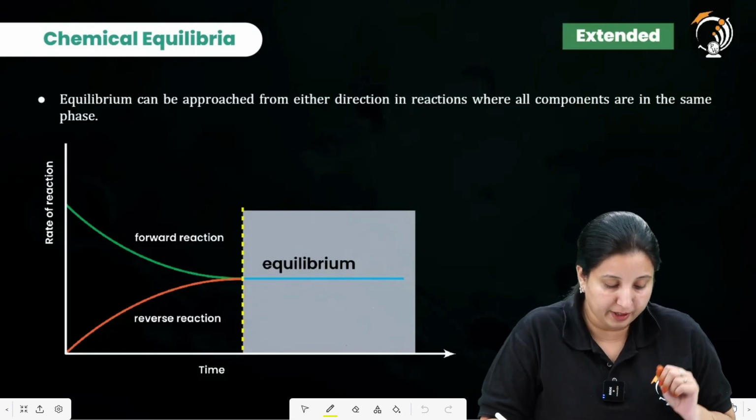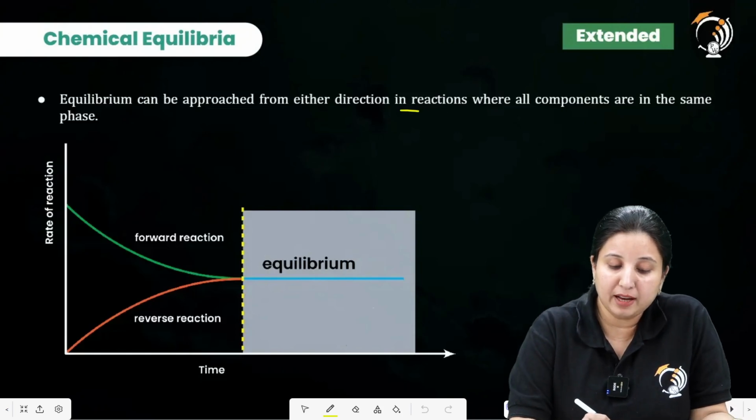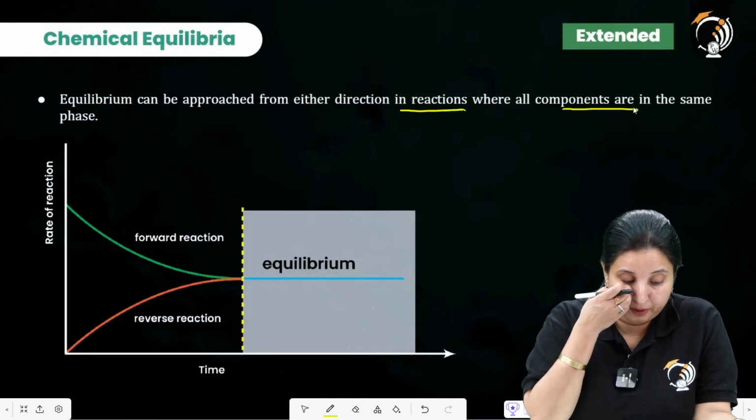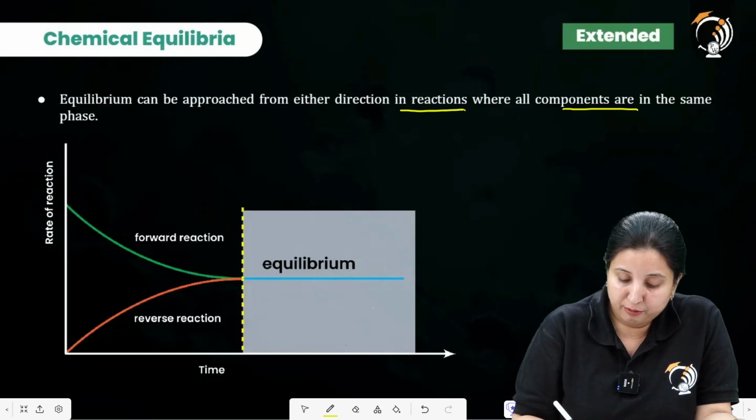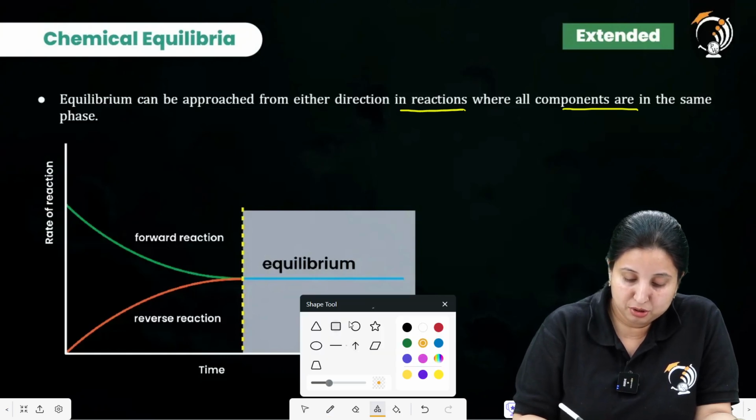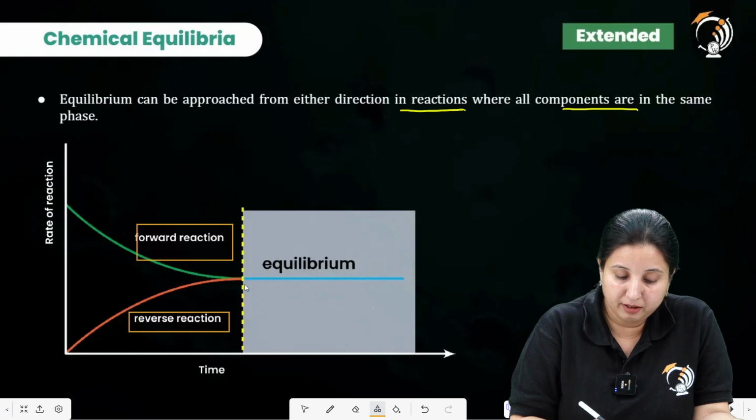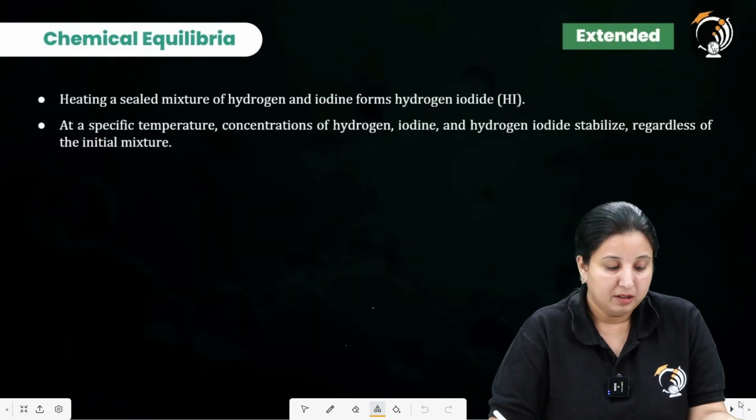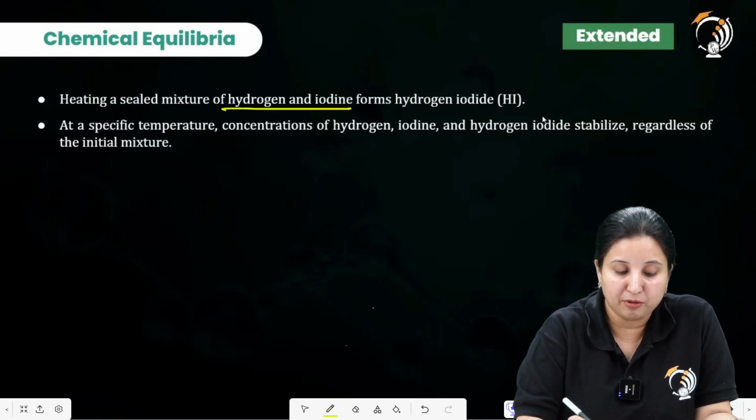So like over here it has shown equilibrium can be approached from either direction in the reactions where all components are in the same phase. Like over here, if you look, we are having a reverse reaction and the forward reaction. So what happened? They just met at a point where their rate becomes equal, and that particular condition is called equilibrium.